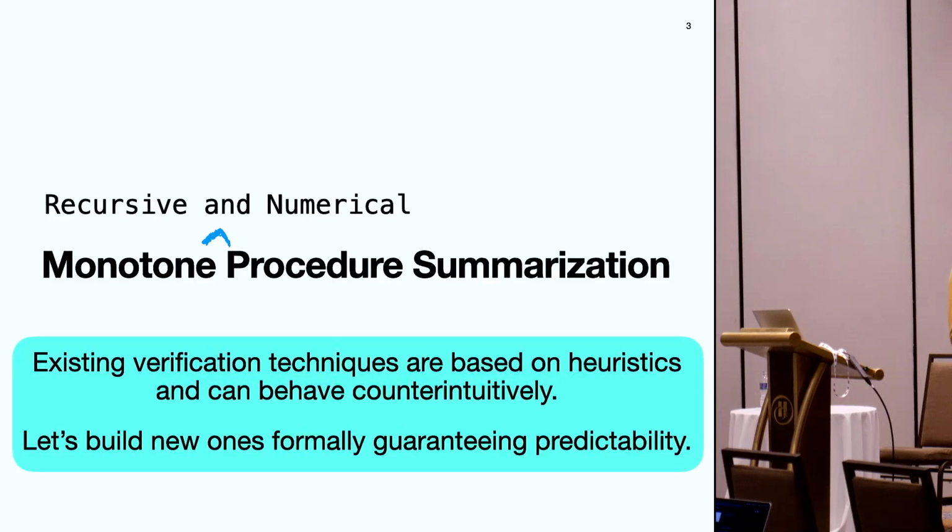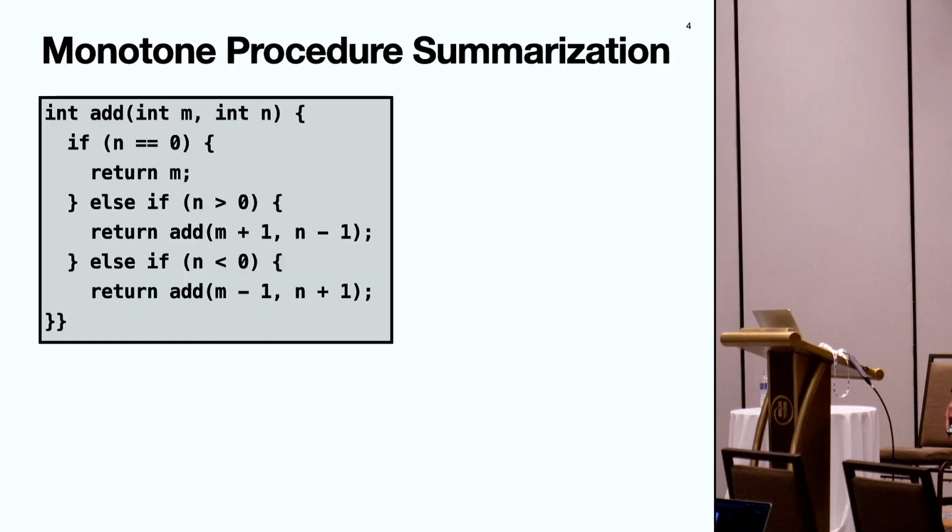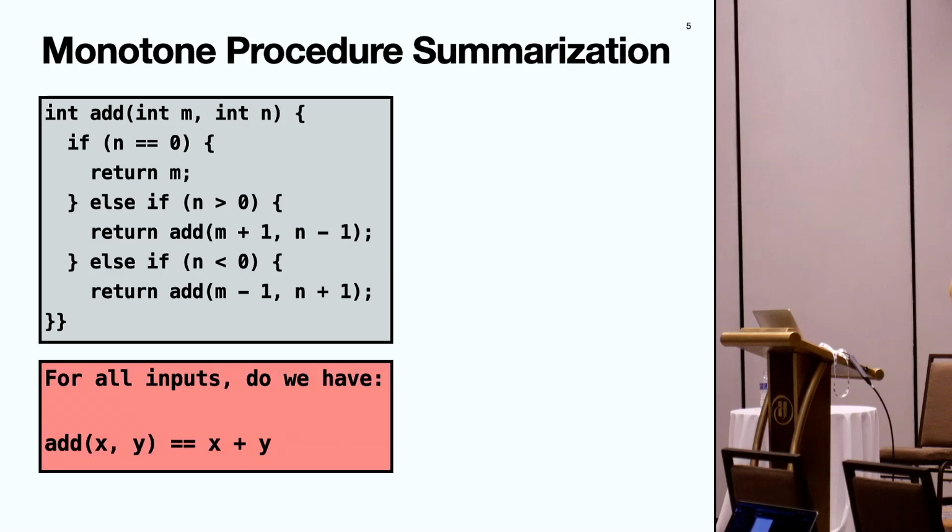Here is a summary of what I'm about to say. Existing verification techniques are based on heuristics and can behave counterintuitively. And so let's build new ones, formally guaranteeing predictability. So probably all of you are familiar with the program verification setting, where you have a program like this one. The details aren't important. And you have a specification like this one, which says that this add function actually computes the addition of its inputs.